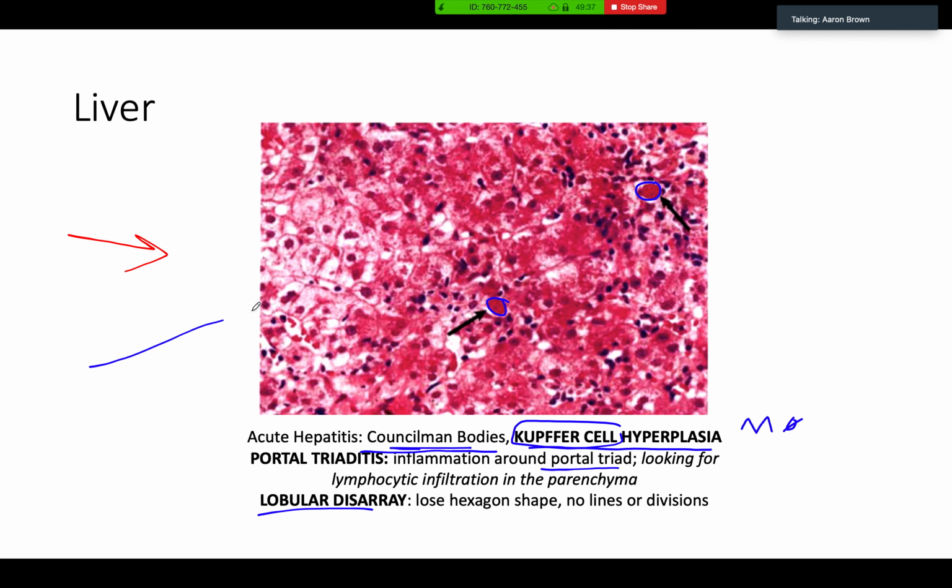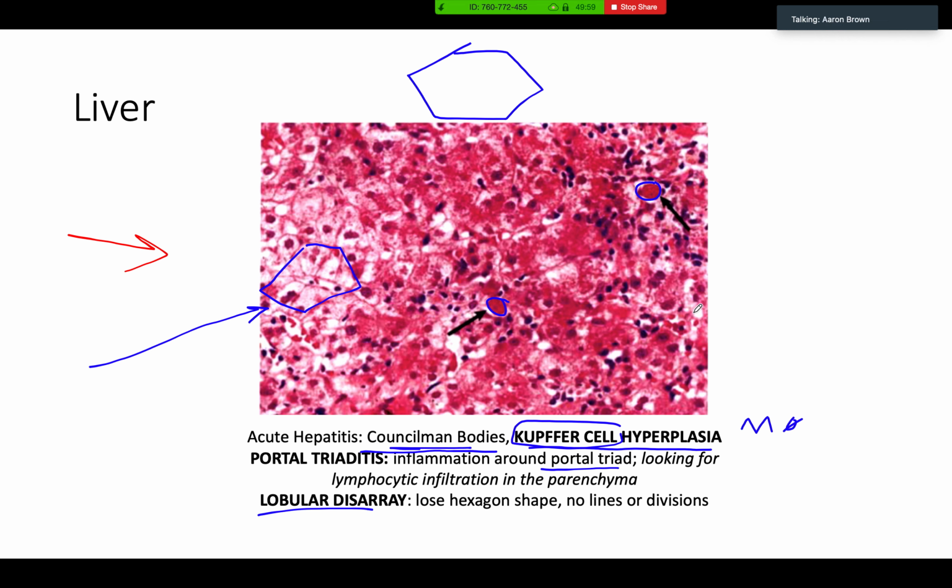And so, even looking at this picture, one of the reasons it's so hard to see what you're even looking at is because you don't have that nice architecture I was telling you about earlier. You don't really see the acinus. Maybe here you can kind of see where there used to be an acinus a little bit. But it's very hard to tell because as the liver gets all this inflammation, it loses its architecture.